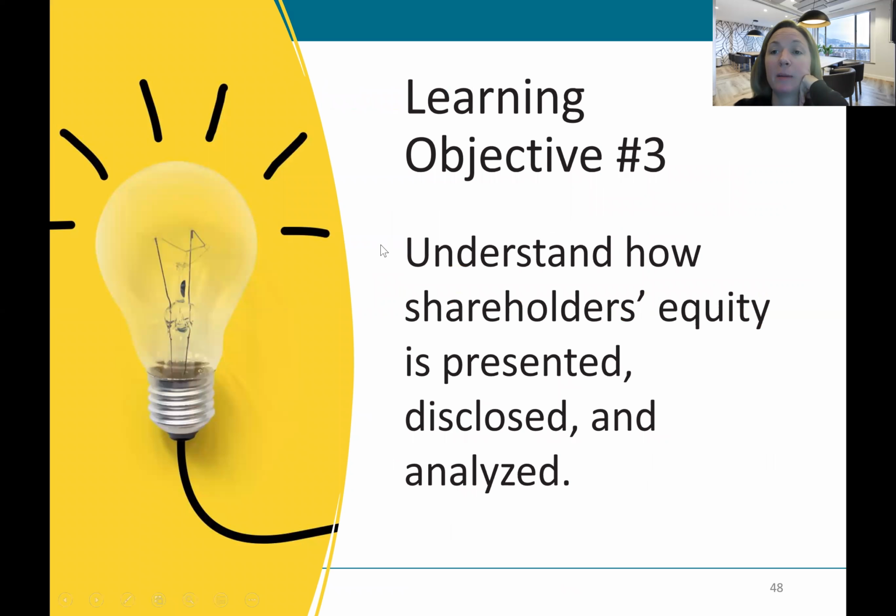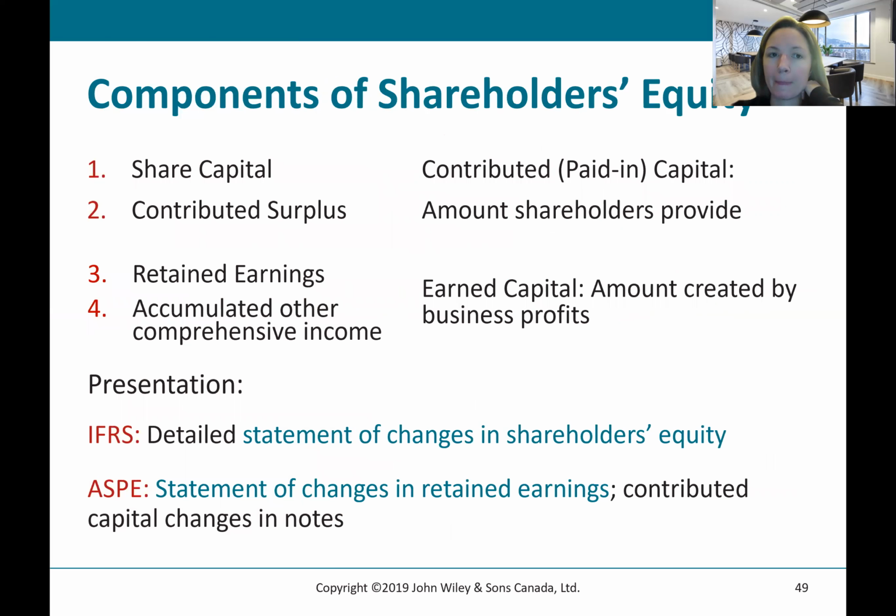All right, learning objective number 3. So here we're going to understand how shareholders' equity is presented, disclosed, and analyzed. So components of shareholders' equity include the following. We've got share capital, contributed or paid in capital. We've got contributed surplus, which is the amount that we receive from those previous share bonus transactions. We've got retained earnings, and we've got accumulated other comprehensive income, or AOCI, which may be related to investments, accounting for investments, or other things like that.